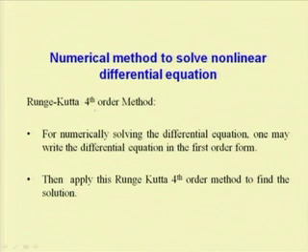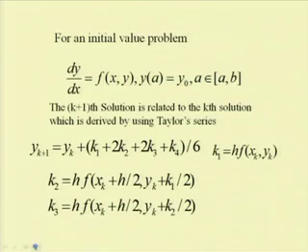In the Runge-Kutta method, one can solve the initial value problem dy by dx equal to f of x, y, where y at a equals y 0, and x is within a and b. While solving this equation, it has 4 steps. One can find the k plus 1th solution as a function of the kth solution as follows.